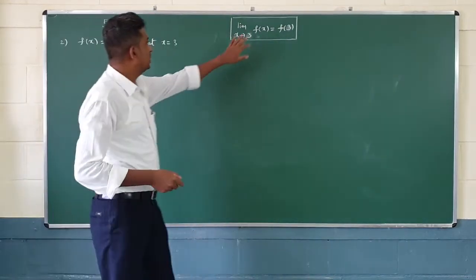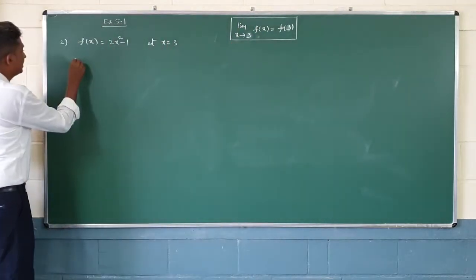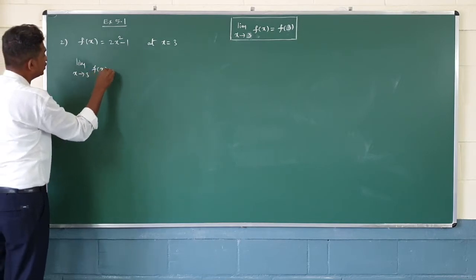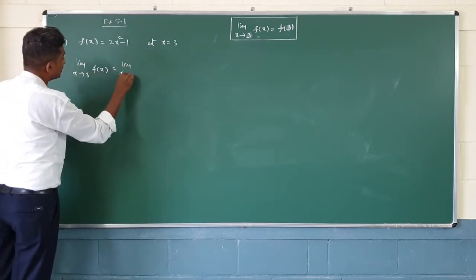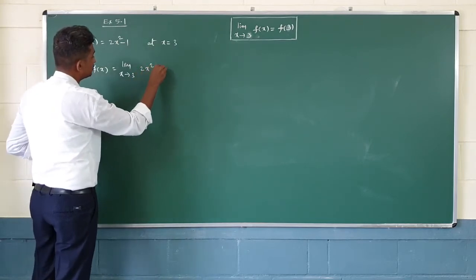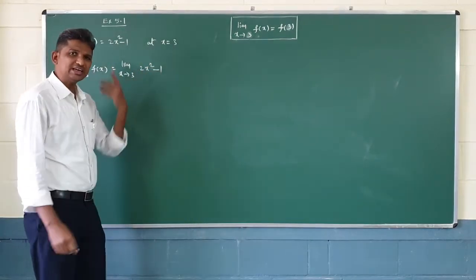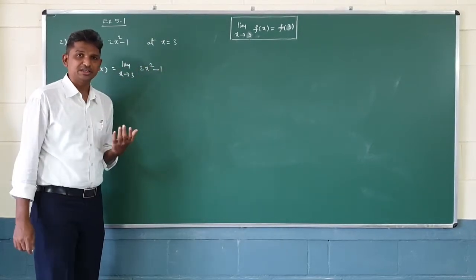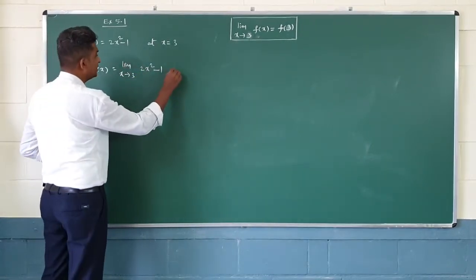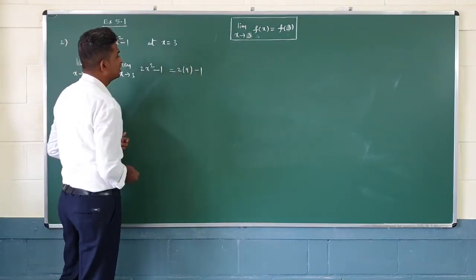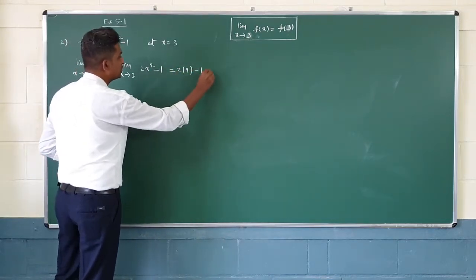Okay, first I'll calculate this part: the limit as x approaches 3 of f of x. What is f of x? F of x is 2x square minus 1. How to calculate the limit? In a limit problem, first we try the direct method. Wherever x is there, you write 3. 2 into 3 square. 3 square is 9. 2 into 9 is 18, minus 1.